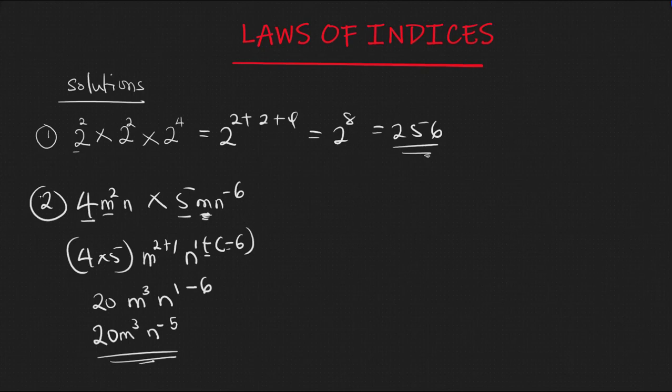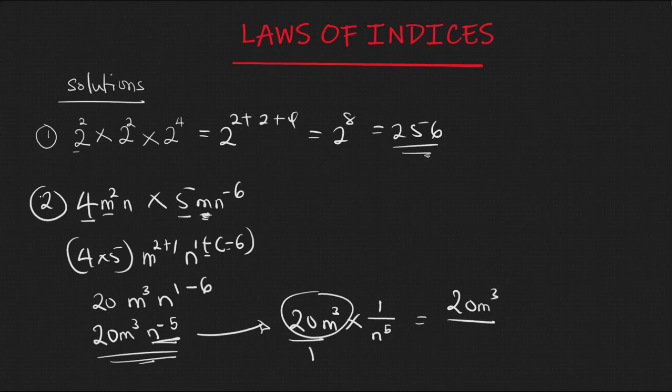But if you want to take it further using the negative power law, we have 20 m raised to power 3, and this n to the power of negative 5. Remember the law that whenever anything is raised to a negative power, it is the same as the reciprocal of that value raised to the positive power. So we say times 1 over n raised to power 5. This minus sign gives rise to the reciprocal. Multiplying by 1, we get 20m cubed over n raised to power 5. You can stop at the earlier answer, but if you want to take it further, you can take it up to this point.